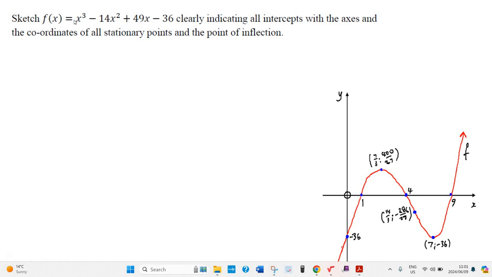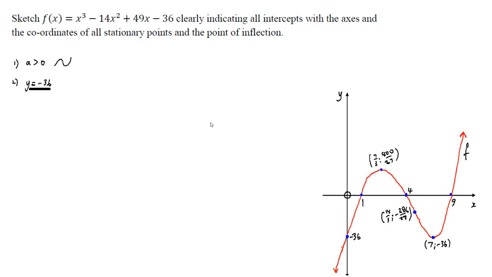Well, we look at the number in front, and if that's a positive number, which is a 1, that gives us the shape of this thing. The next easiest thing is to let x equal 0. That's all nothing, and y would equal minus 36.